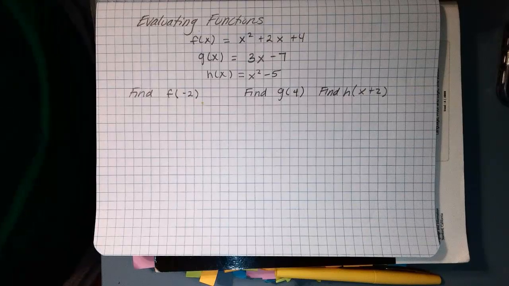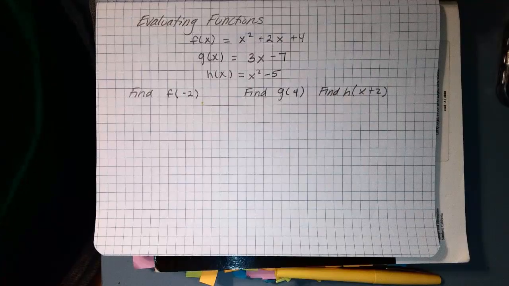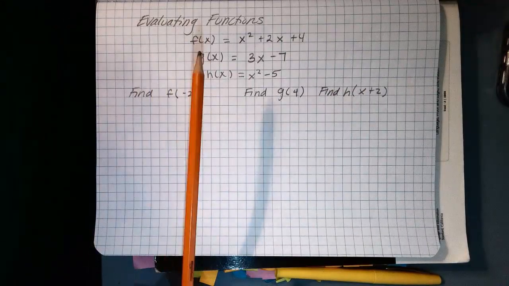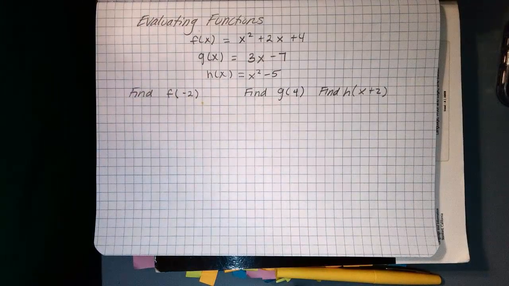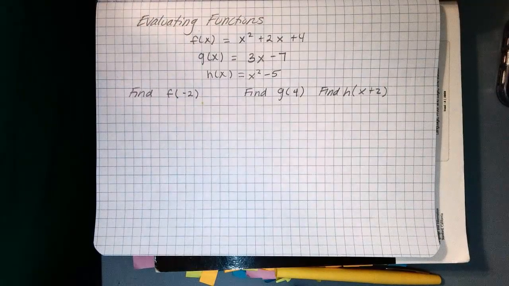In this video, we're going to talk about evaluating functions. So I have three different functions. f of x equals x squared plus 2x plus 4. g of x equals 3x minus 7. And h of x equals x squared minus 5.